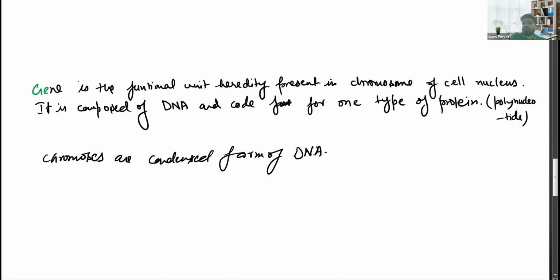The gene is a functional unit of heredity present in the chromosomes of the cell nucleus, and it is composed of DNA and codes for one type of protein.